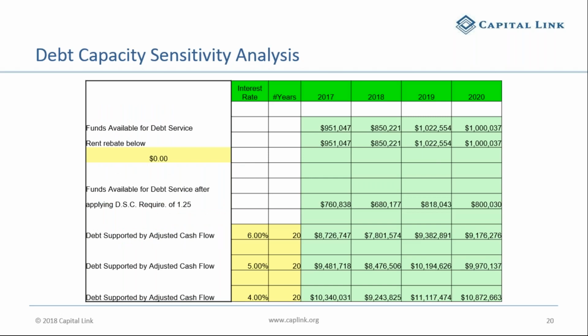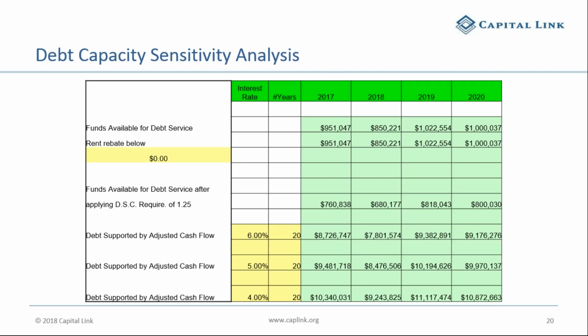So funds available for debt service in 2017, which would have been the year that you entered, would be $951,047. The reason this has multiple years is because we ran a number of different years. The rent rebate below is at 0. However, if you're currently paying rent on a facility and you're replacing that facility, the rent payments that you utilize for that, you'd be able to take that and put it toward the debt service.